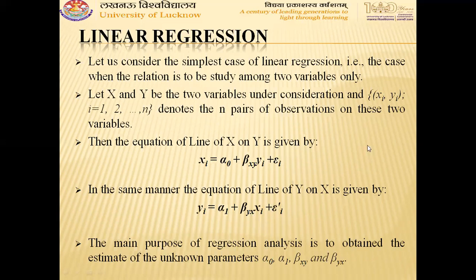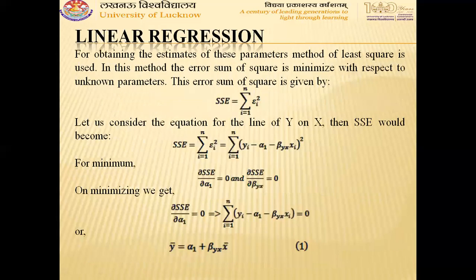Here, for notation, epsilon i and epsilon i dash are both random error terms. Beta xy is the slope of the line of x on y, and beta yx represents the slope of the line of y on x. The main purpose of regression analysis is to obtain the estimates of the unknown parameters alpha naught, beta xy, alpha 1 and beta yx. So for obtaining the parameters, we use the method of least squares, in which we minimize the error sum of squares.